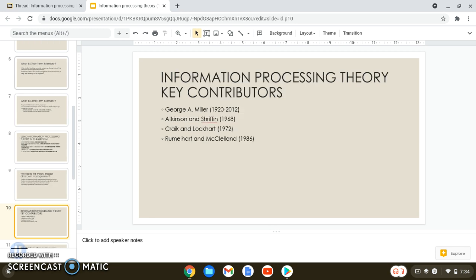Information processing theory key contributors: George A. Miller, Atkinson and Shiffrin, Craik and Lockhart, Rumelhart and McClelland.